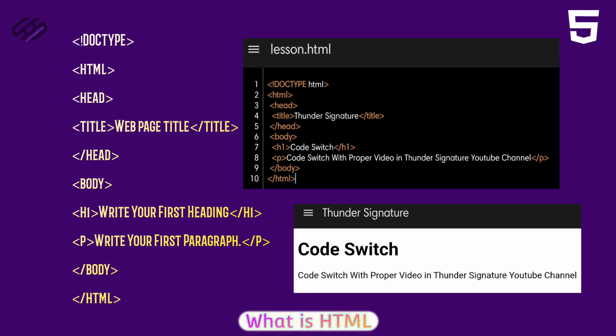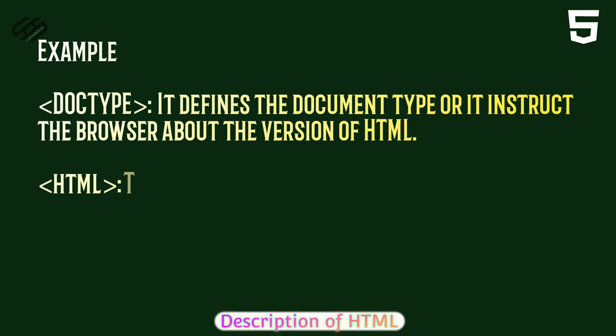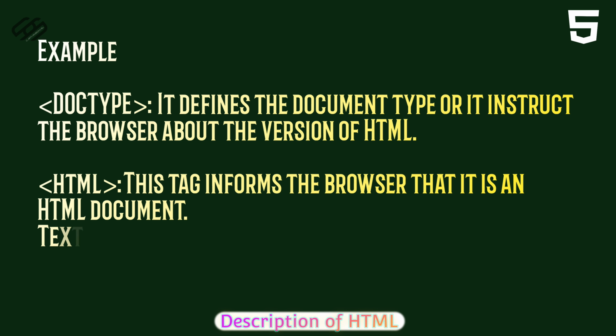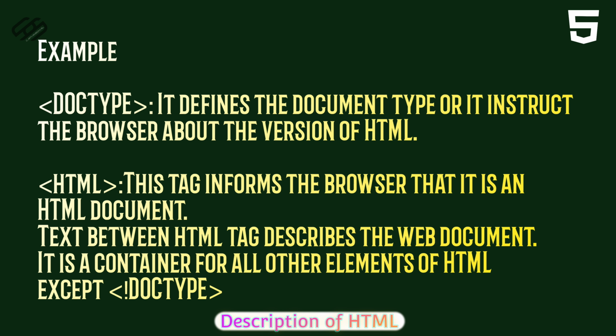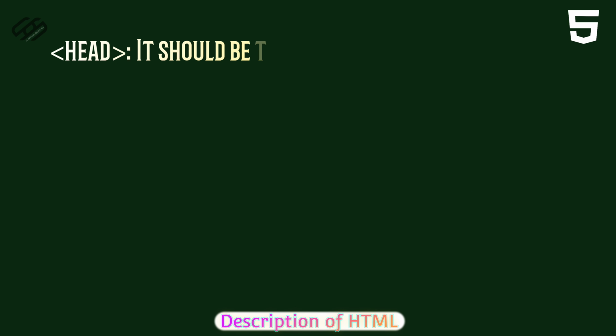Example. <!DOCTYPE html>. It defines the document type, or it instructs the browser about the version of HTML. <html>. This tag informs the browser that it is an HTML document. Text between the html tag describes the web document. It is a container for all other elements of HTML except <!DOCTYPE html>.